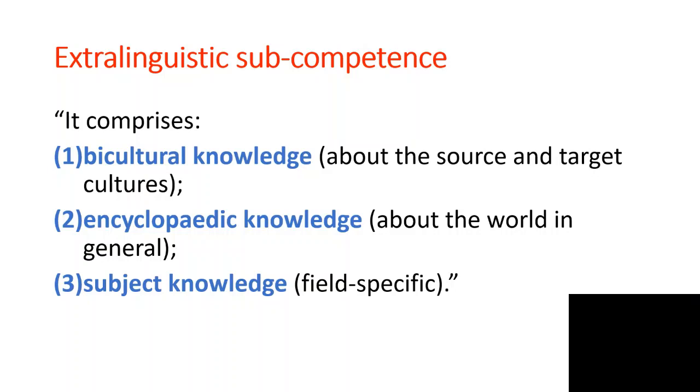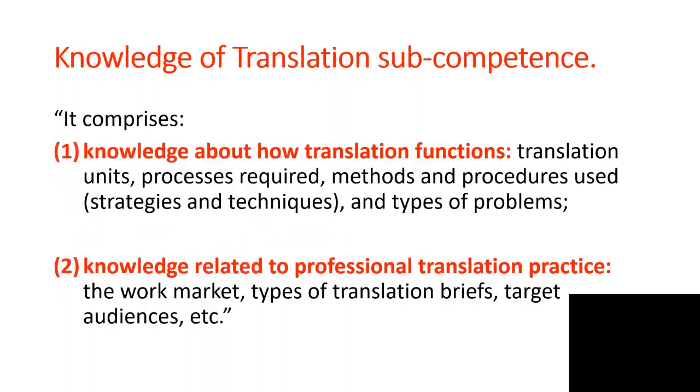And finally, we also need a subject knowledge. We need to know about the subject matter that the texts we are dealing with are framed in. So we need to know about medicine, law, economics, etc. So we need that field-specific knowledge in order to translate specialized text.